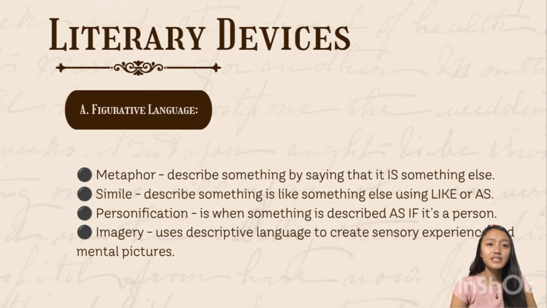Next is the simile. It compares two things using like and as. For example, her smile is like the sun. Dili man sad literally nga iyahang smile is murag adlaw. It just means that ang iyahang smile is bright and calm just like the sun.